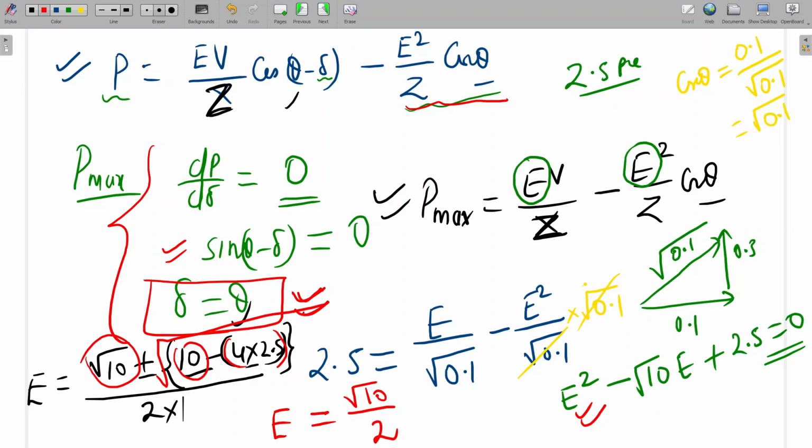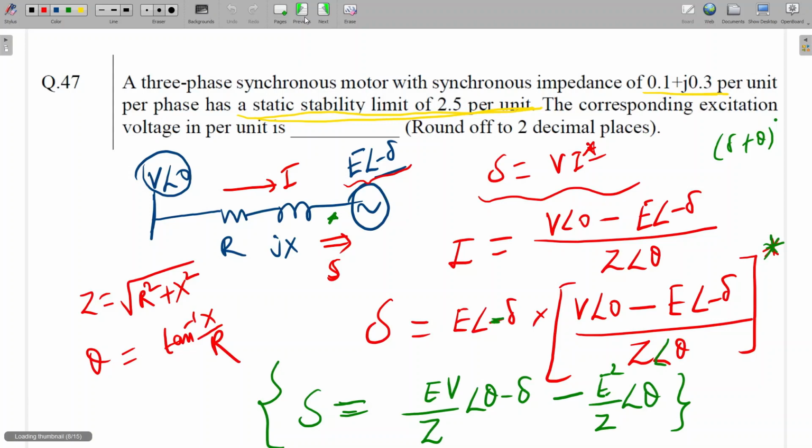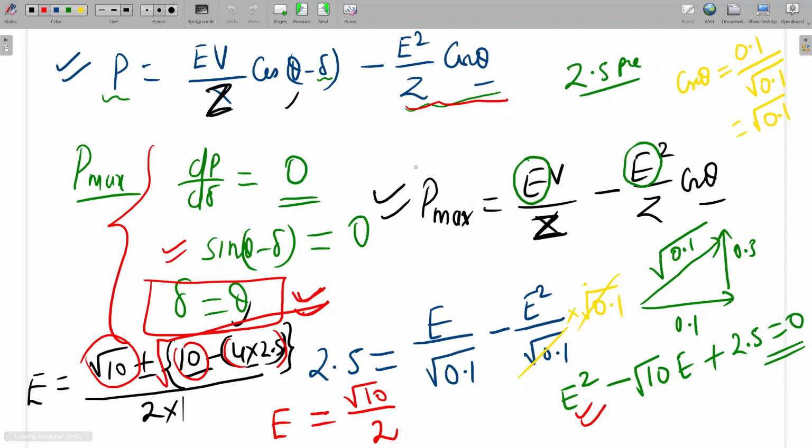Can anyone calculate what this value will be? So this was a 2 marks question. A little bit of calculation and analysis is required. If you have practice, you can write this equation within 1 minute. 1.58, sir. Okay, so this was the final answer, under root 10 by 2, so 1.58 per unit. This was the 2 marks question. Is it clear to all?